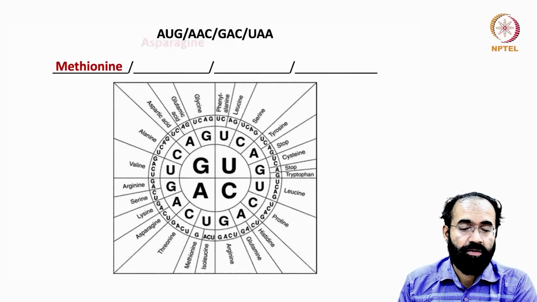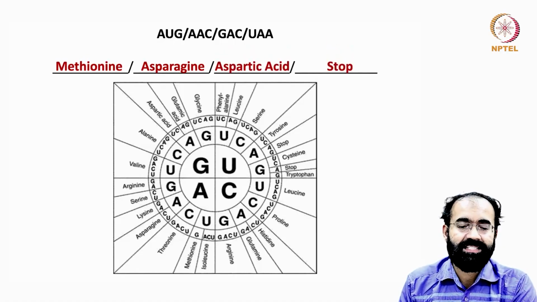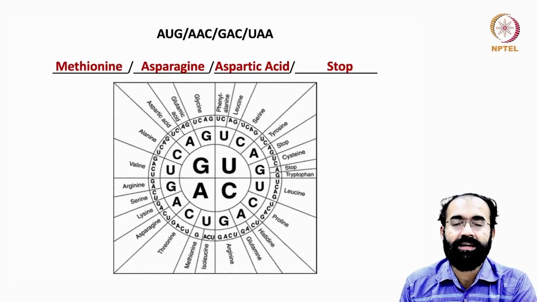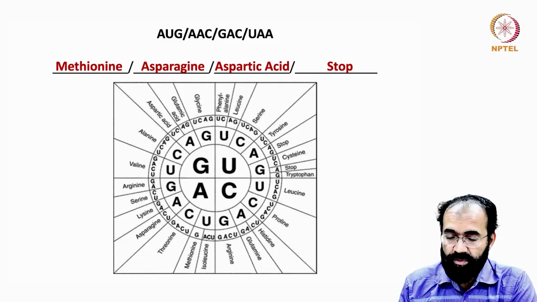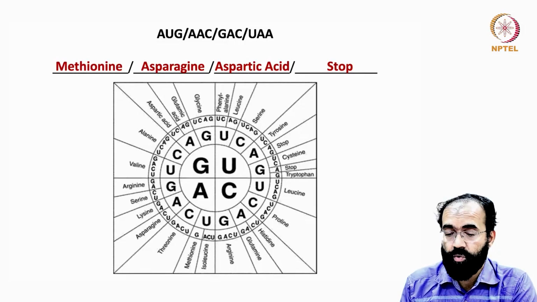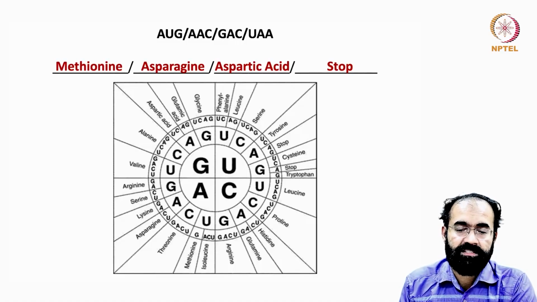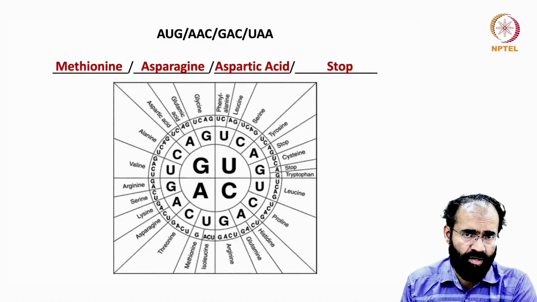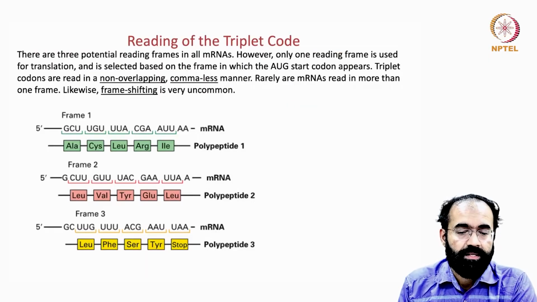So you can see methionine, asparagine, aspartic acid and stop codon. This is an example: you start with methionine and you can have any amino acid. Don't think that it has to be asparagine or aspartic acid, and eventually it will come to a stop codon. This is the easiest way of depicting a translation corresponding to these codons. AUG brings methionine, AAC brings asparagine, GAC brings aspartic acid, UAA brings a stop codon. But keep in mind, no mRNA will have just 3 codons or 3 amino acids. So that is not an mRNA. It will have a much larger number.